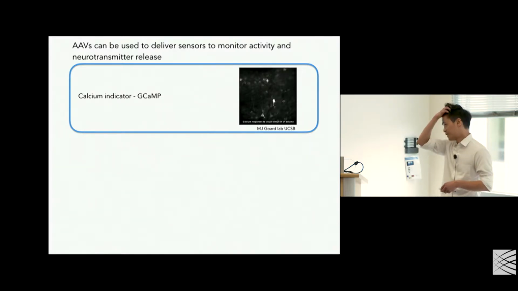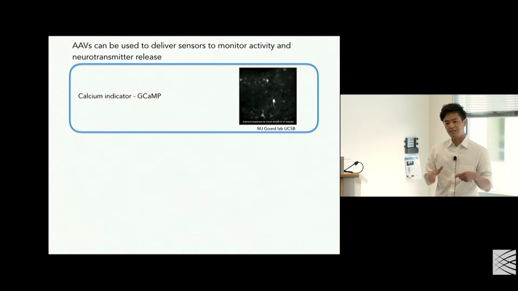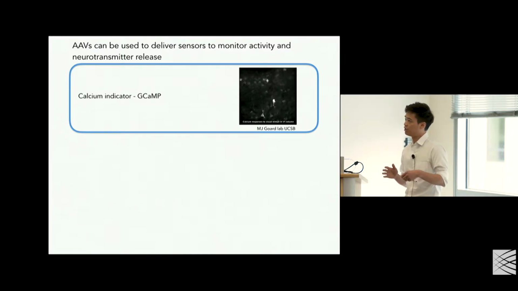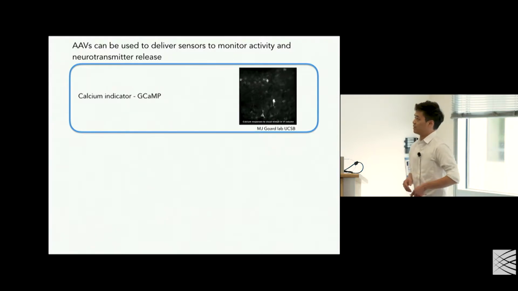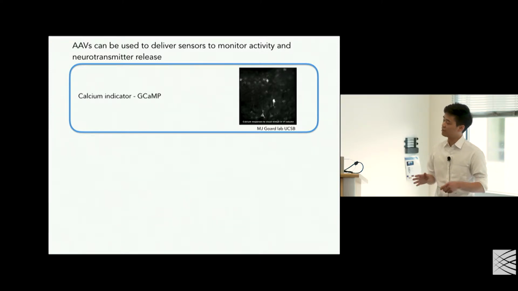And this is important because if you express your sensor at too high of a density and you have too many cells expressing your sensor, then it becomes very hard to read out single cell activity. But if you use AAVs to deliver a low dose of your sensor, then you get sparse delivery of your sensor in order to read out single cell activity. So I'm going to show a few examples of AAVs delivering these genetically encodable sensors.